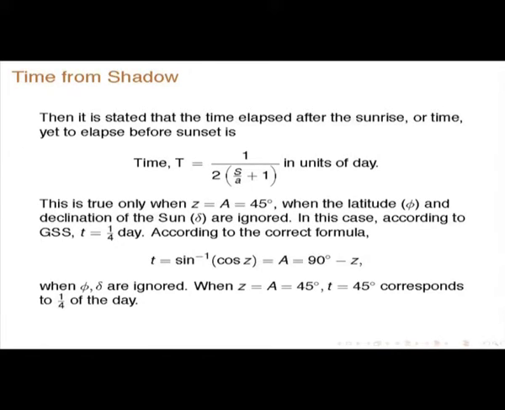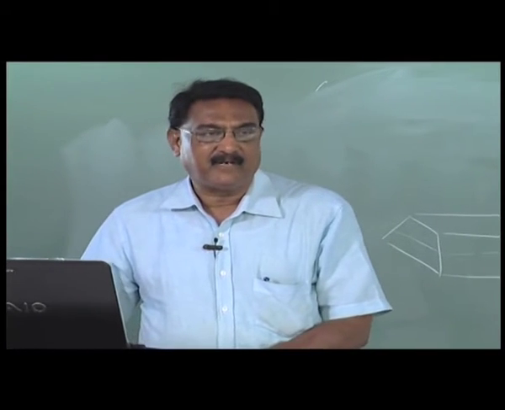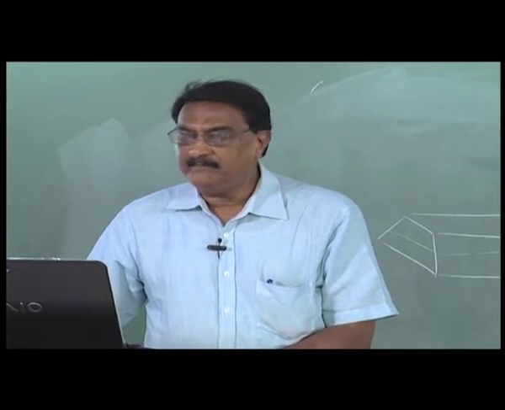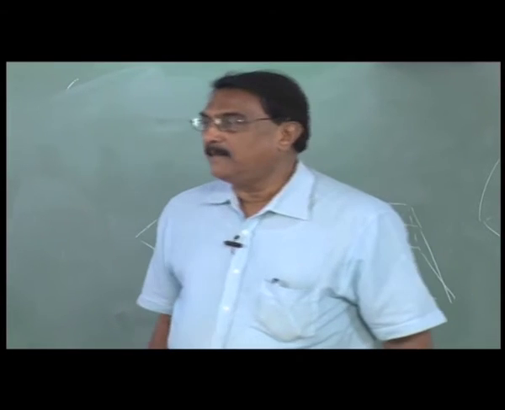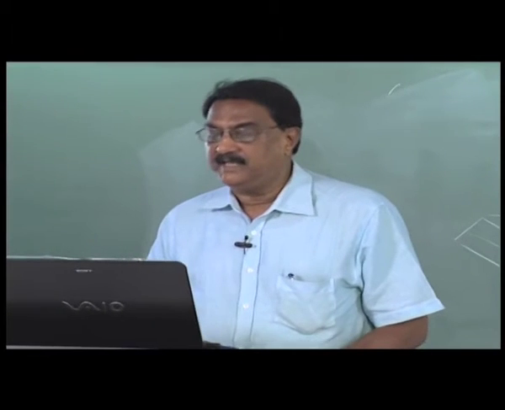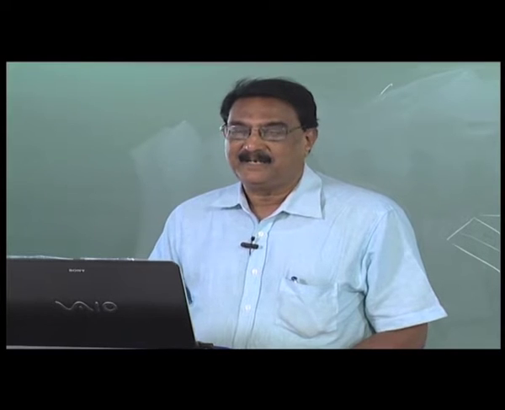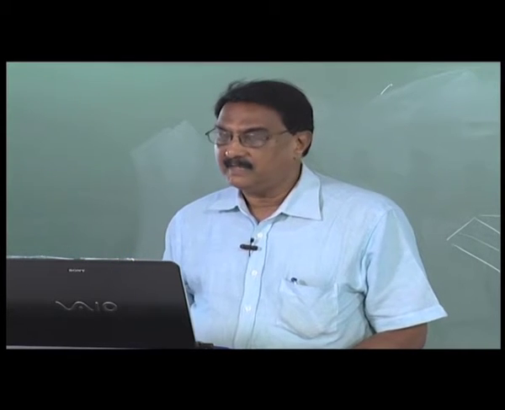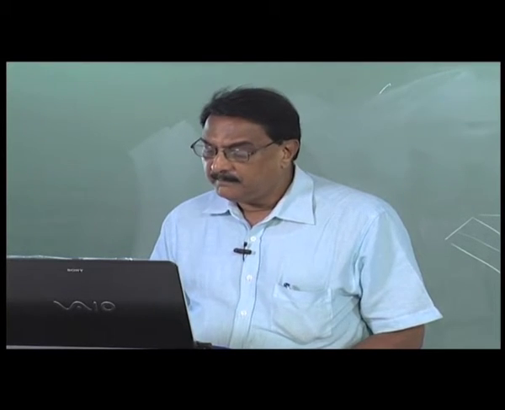Because the total 360 degrees is a day, and a day from sunrise to sunset corresponds to 180 degrees. So 1/4 of a day will be 45 degrees. So it is true only at one particular instant at one particular place, but it may be approximate. One should see, maybe for Chennai it may not be too bad for certain days, because the latitude is low. So one should investigate, it is a very crude formula.